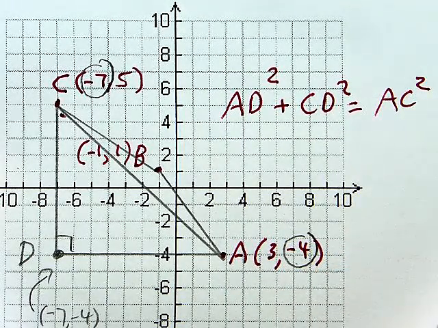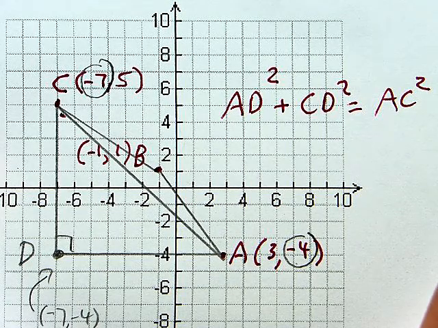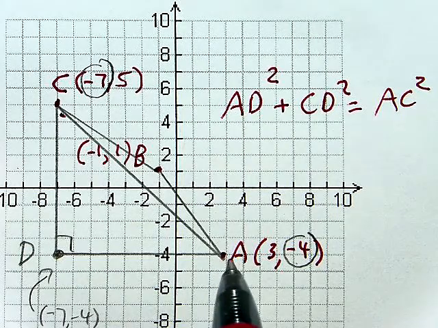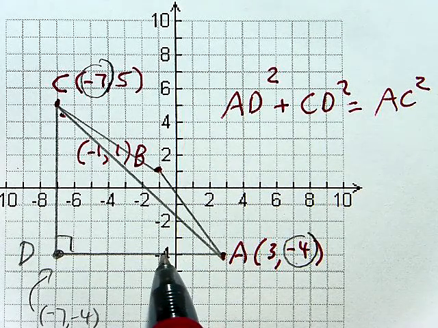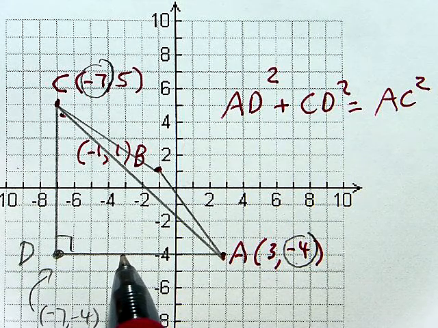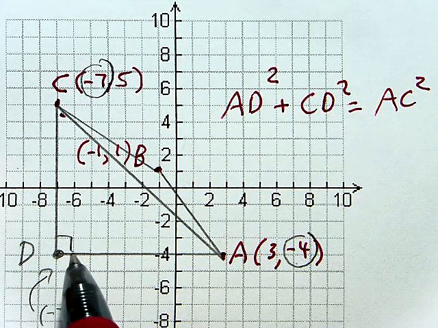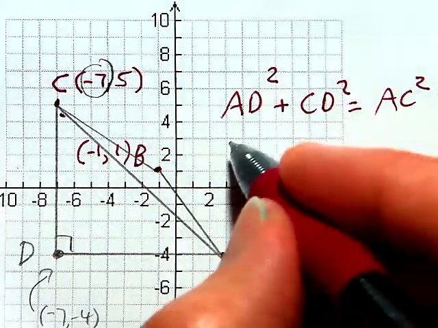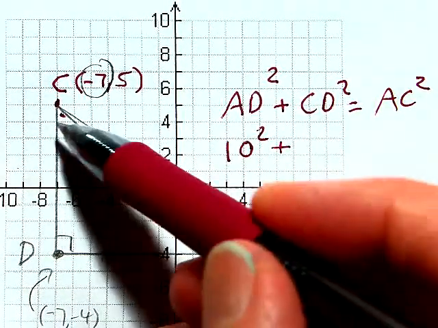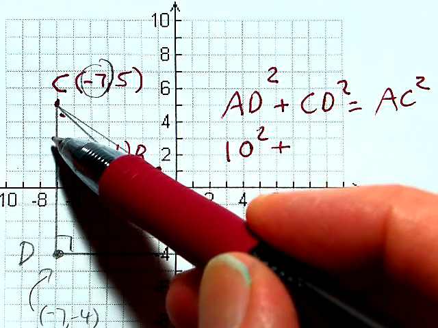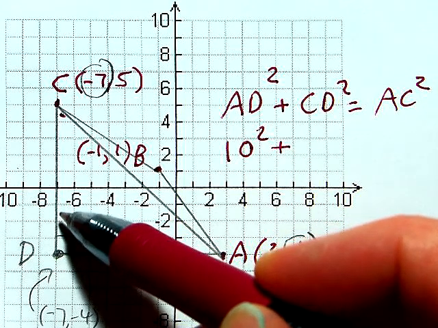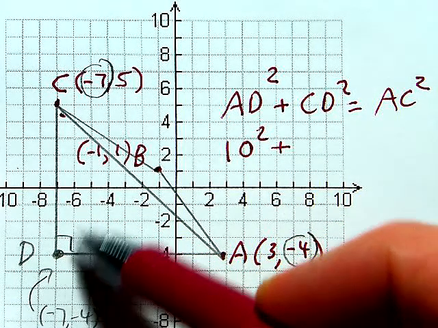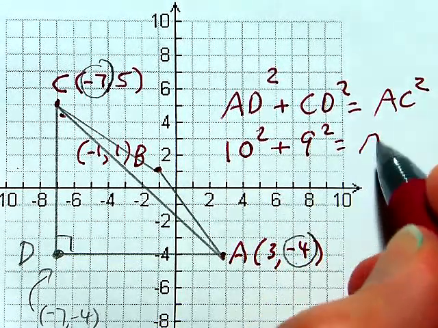So now we just have to do this formula, figure out AC, and look up the multiple choice answer that's correct. So AD, how long is AD? Let's count. 1, 2, 3, 4, 5, 6, 7, 8, 9, and 10. Okay, so AD is 10 units long. We've got 10 squared. Let's count CD. 1, 2, 3, 4, 5, 6, 7, 8, 9. Okay, CD is 9 long. That's 9 squared equals AC squared.